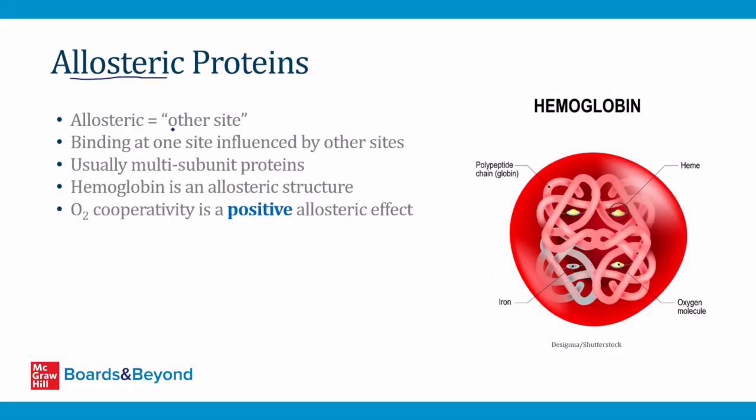Hemoglobin is an example of an allosteric protein. So the term allosteric means other site, and allosteric proteins can bind multiple substances, and when one site binds, this influences binding at the other sites. Most allosteric proteins are multi-subunit proteins, and hemoglobin is an example of one. And oxygen cooperativity, which we just talked about in the last slide, is an example of a positive allosteric effect, meaning binding at one site positively influences the likelihood of binding at the next site.